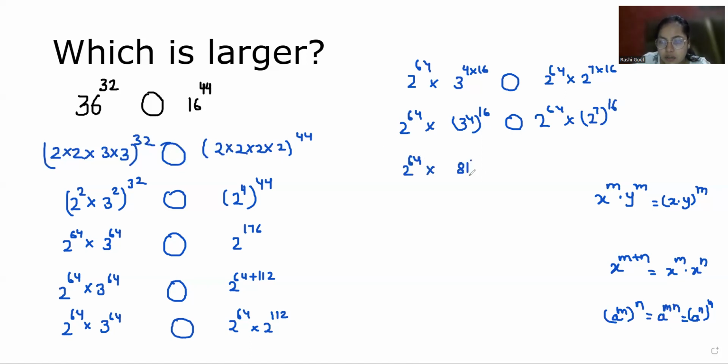3 power 4 is 81 whole power 16, and 2 power 64 times 2 power 7 is 128 whole power 16. Now if we compare, 2 power 64 is equal on both sides, so we can eliminate it by dividing both sides. So we have to compare 81 power 16 or 128 power 16. So 128 power 16 is larger. So we can say that 16 power 44 is larger than 36 power 32.